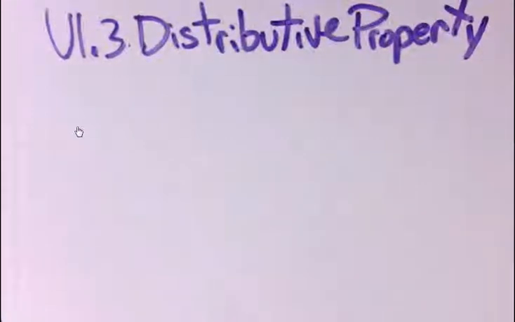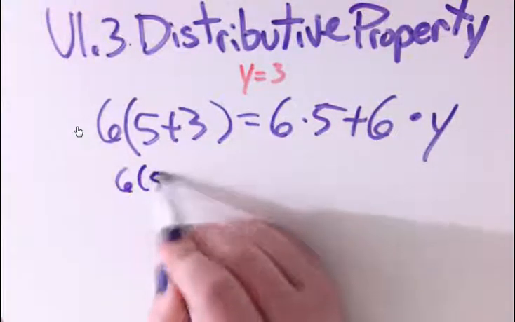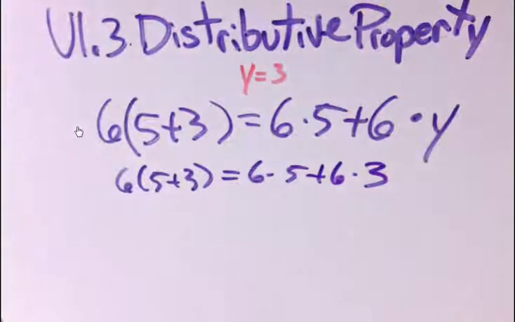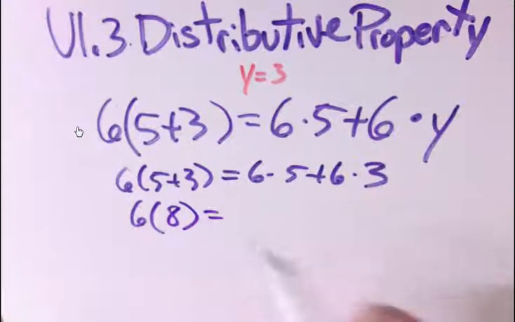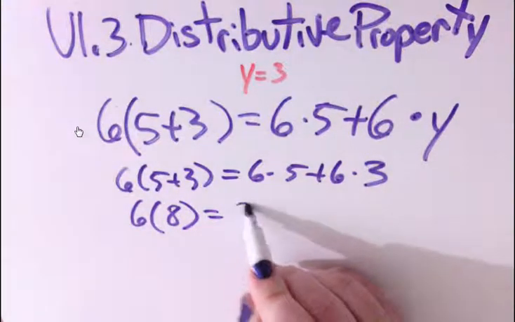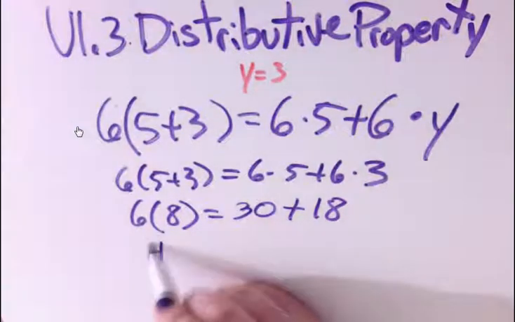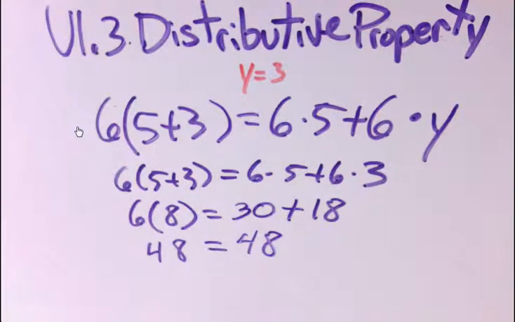Alright, so now we're going to go over Unit 1, Lesson 3, Distributive Properties. So the first thing, if we have the question, and then we're told that y is equal to 3, then we can substitute 3 in for y. So then if we work through this, by this both equaling 48, we know that 3 does work there correctly.